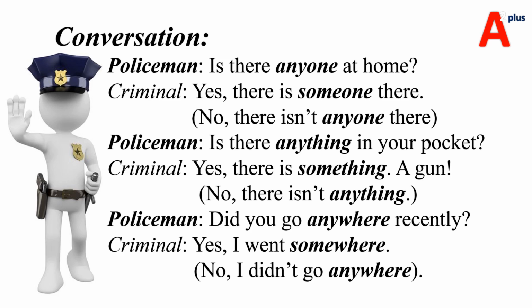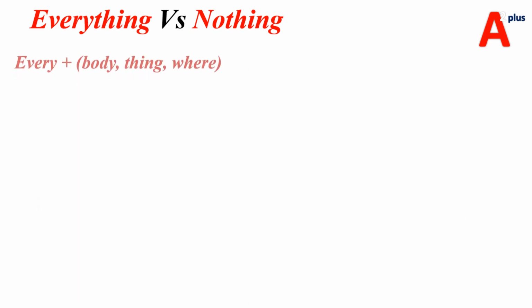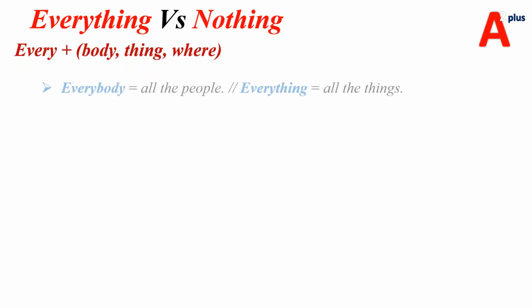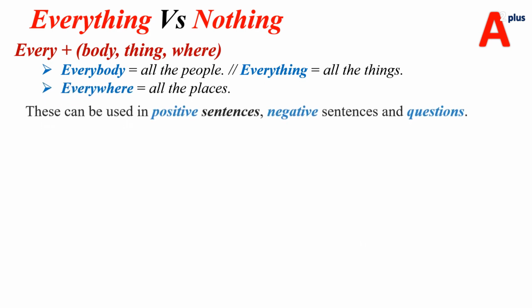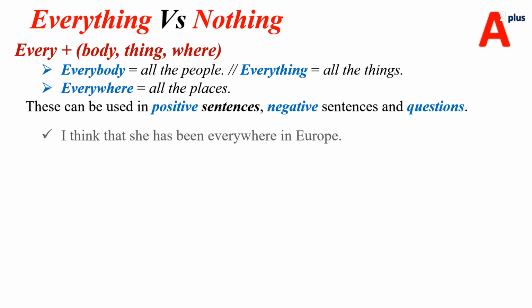That's the example. I think that she has been everywhere in Europe. This is a positive sentence, okay? He doesn't know anything. This is a negative sentence. Do you know everybody here? And this is a question. So every can be used in all of these.